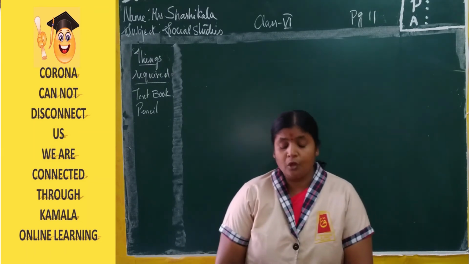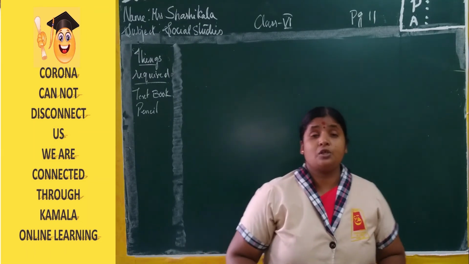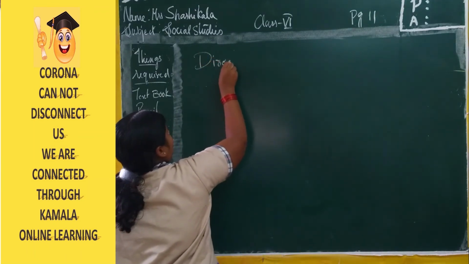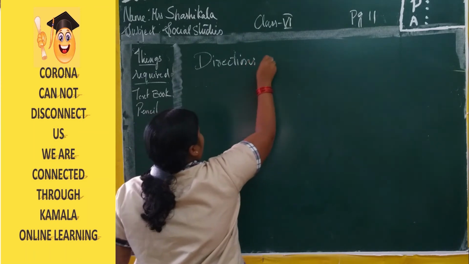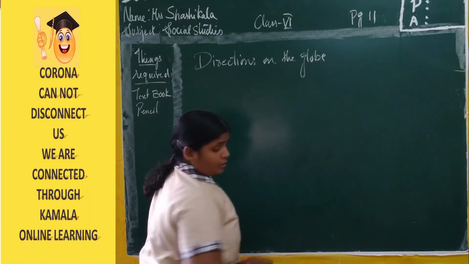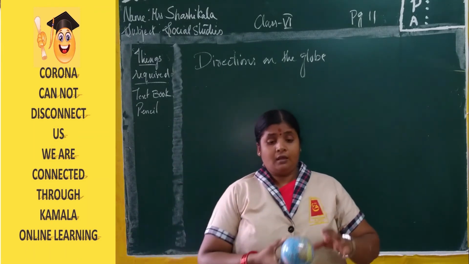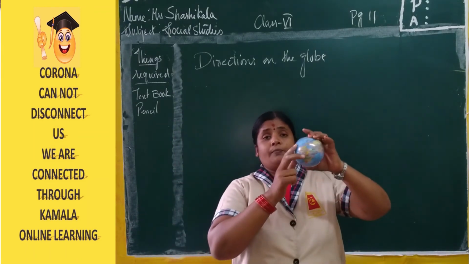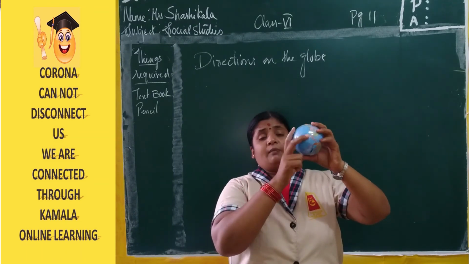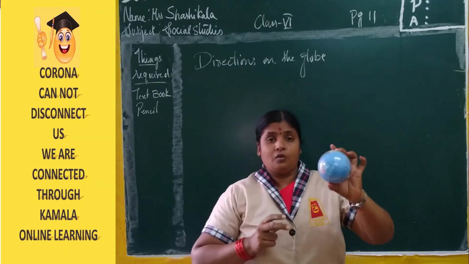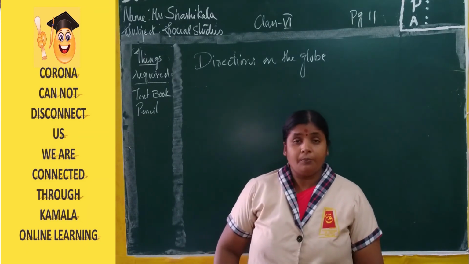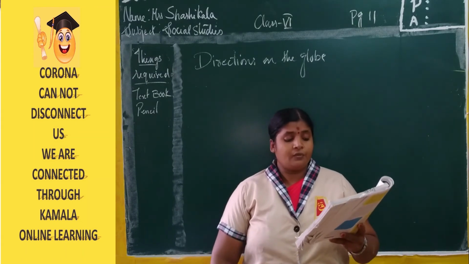Now moving to the next topic, that is directions on the globe. Our earth is round in shape, it is nothing but the globe. For this globe, can we find the directions? Here we will see how we can identify the directions on the globe. Now, put your finger where I am reading.